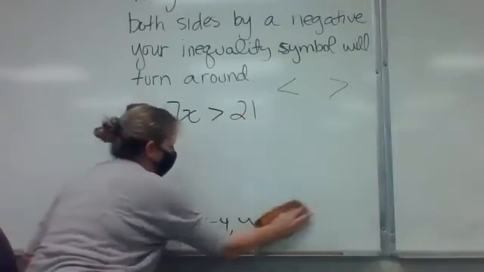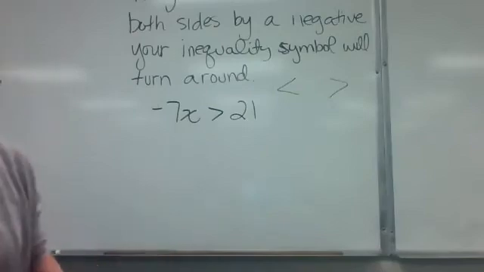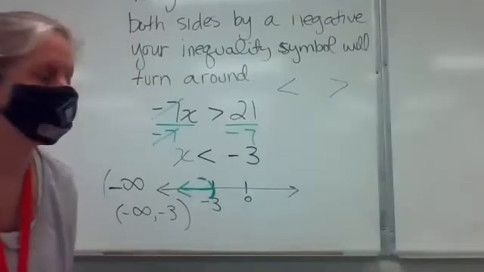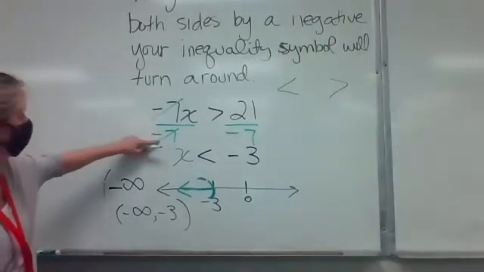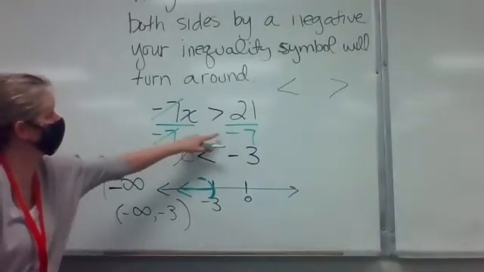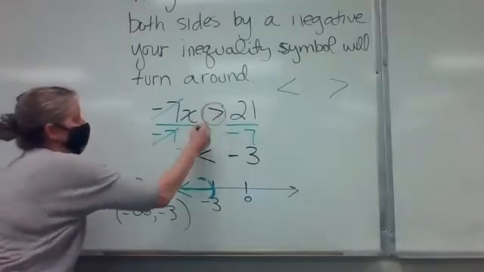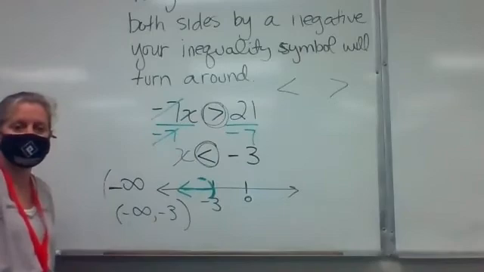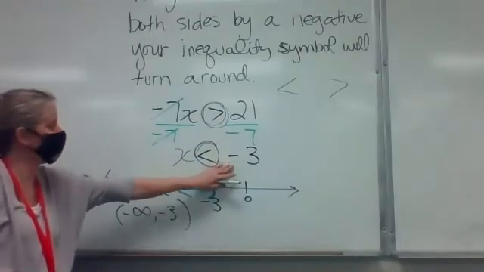Negative 7x is greater than 21. Try that one and I'll pause it. I didn't want to do that. So again, we divided by negative 7 on both sides. That's what made this turn around to that. When I did the division, I got negative 3.